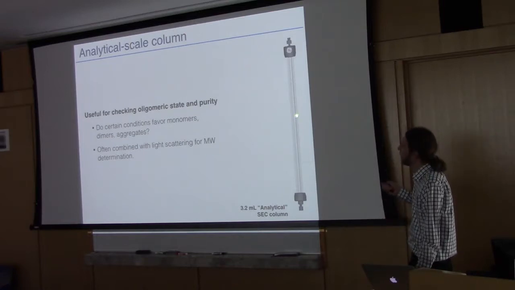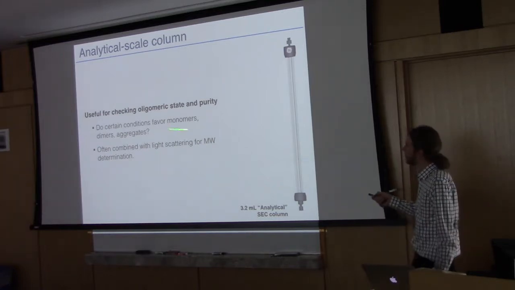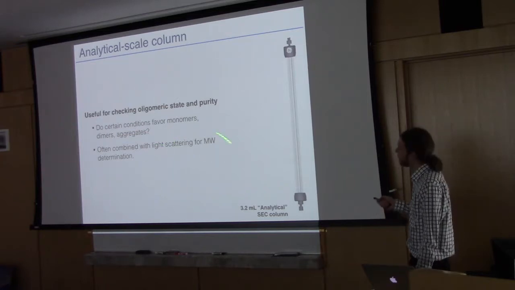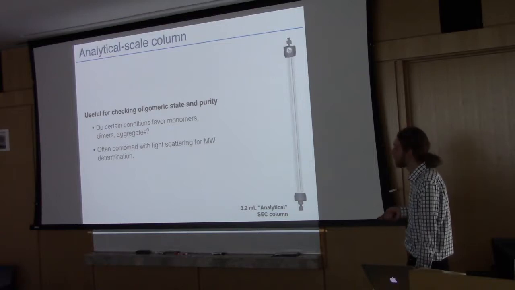These analytical scale columns are also really useful. You can check oligomeric state and purity. You can screen a wide range of buffer conditions and see if certain conditions will favor dimers or reduce the amount of aggregates, for example. And these are often combined with light scattering, SEC-MALS, like Vishal discussed.